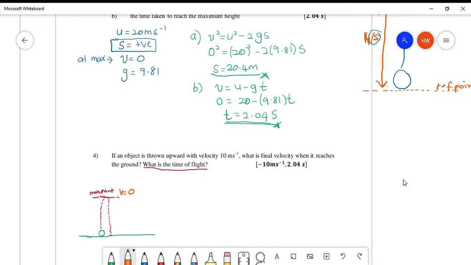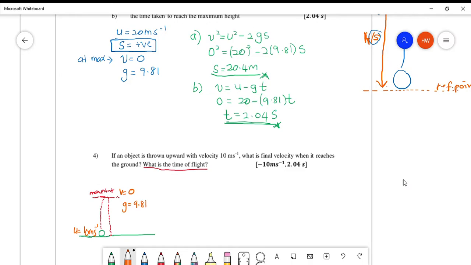Okay, and then kita tahu U dia. Okay, U kat sini, masa dekat sini ialah 10 meter per second. Okay, dia positif sebab dia upward. Okay, kita thrown dia upward. Right. G, and then kita tahu G sentiasa 9.81.